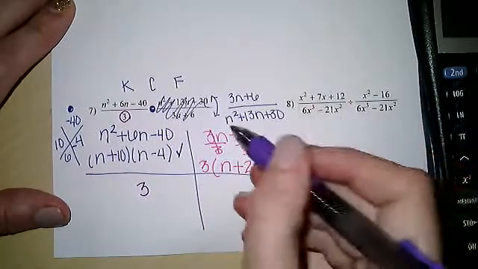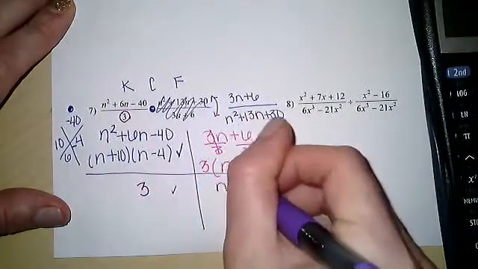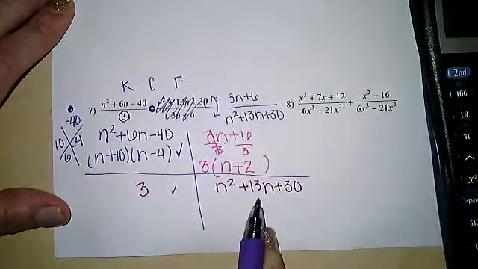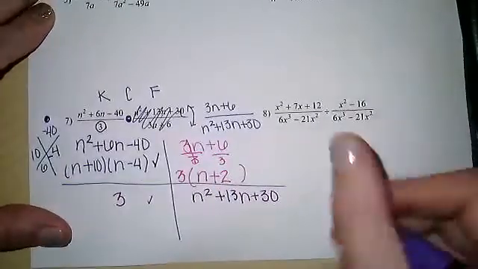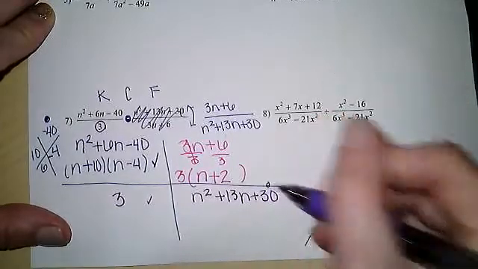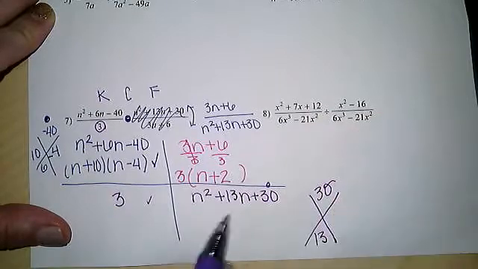And the last expression that needs to be factored is n squared plus 13n plus 30. You have 1, 2, 3 terms. So you're going to go right to your big X, and you're going to find numbers that multiply to 30 and add or subtract to 13.